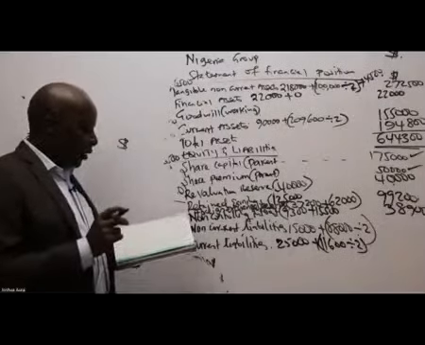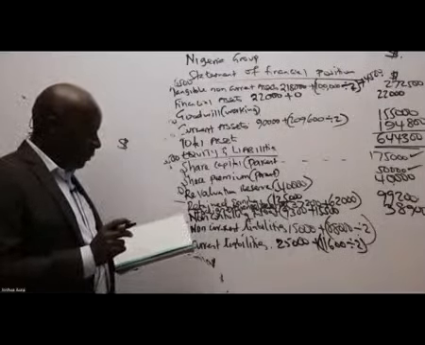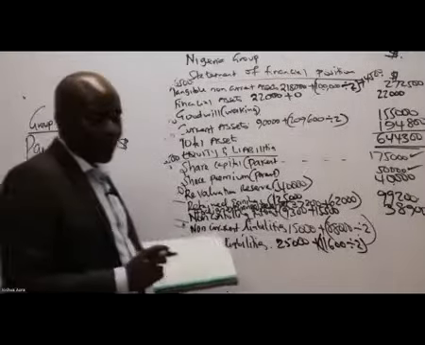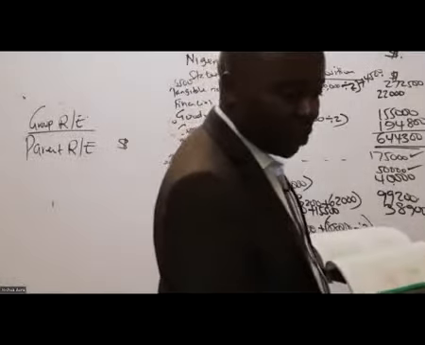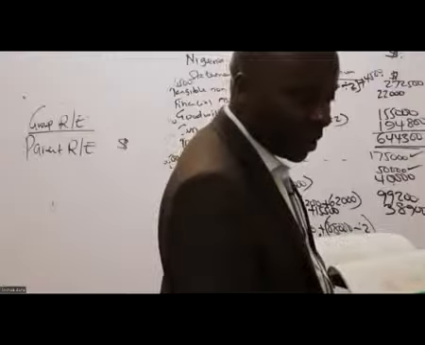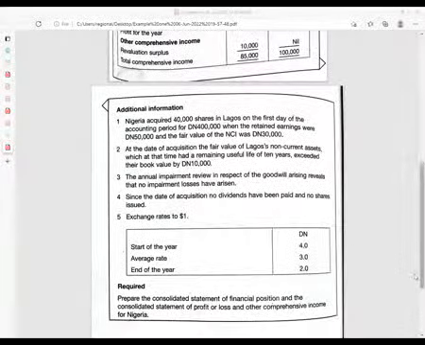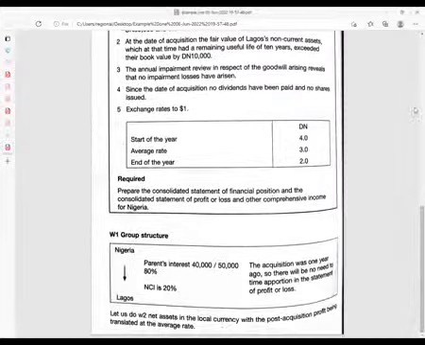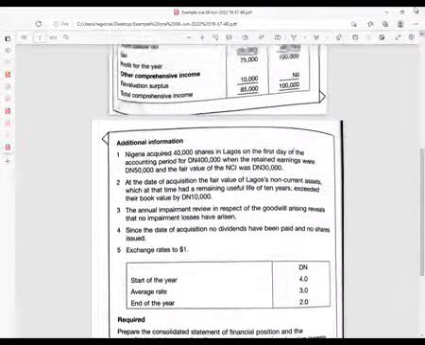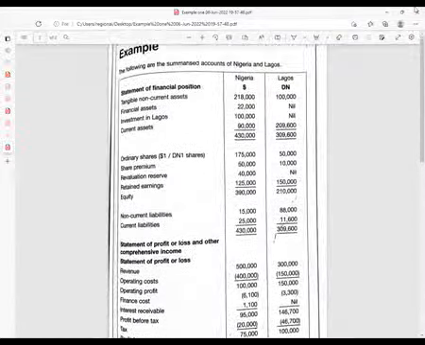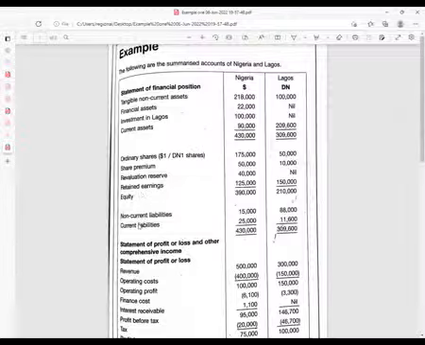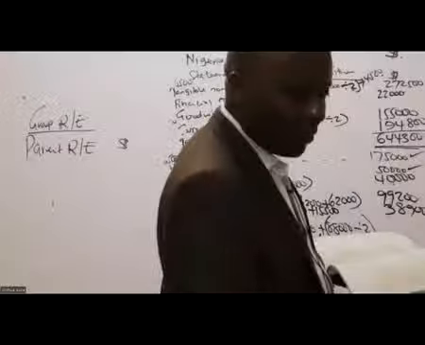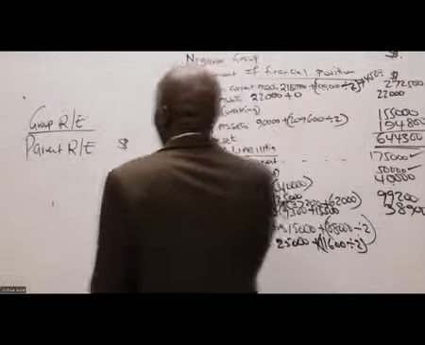Parents retained earnings tuko nazo ni ngapi from the balance sheet? What do we have here? Parents retained earnings from the balance sheet. Right? 125,000, isn't it? So here we have 125,000.